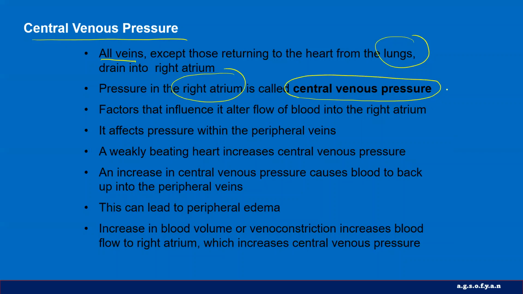So this mostly comes from the superior vena cava and inferior vena cava. Okay, the one coming from the heart, the coronary sinus, is really short, so it is not considered as central venous pressure as well.